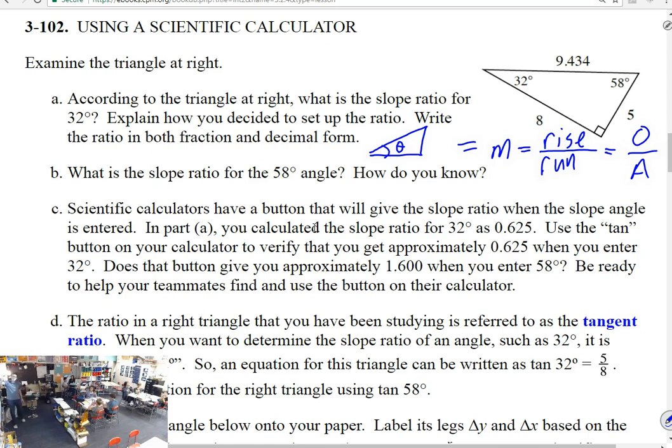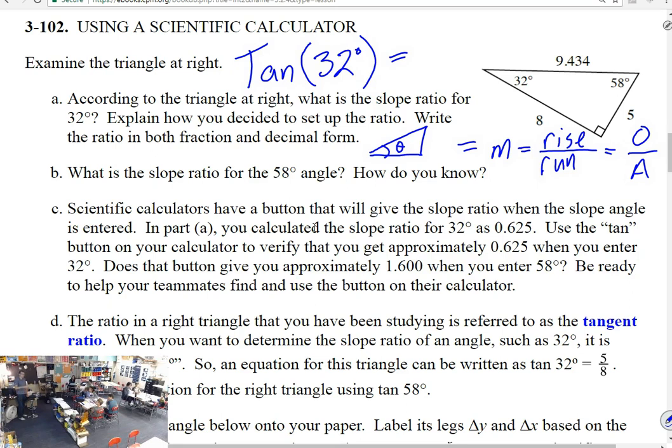According to this, a triangle with angle 32 degrees, so we would say tangent of 32 degrees, because what tangent means is what's the ratio. So what we're being asked in 102A is what's the tangent of 32 degrees? What ratio does that create? Well, what would be the ratio?